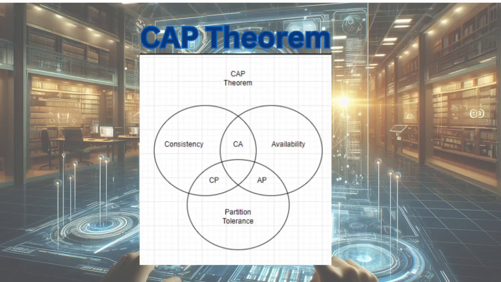Consistency ensures every user sees the same up-to-date data. It's a part of CAP theorem: consistency, availability, partition tolerance. You can only fully have two of them. A consistent system guarantees that once data is written, all reads return the same result.